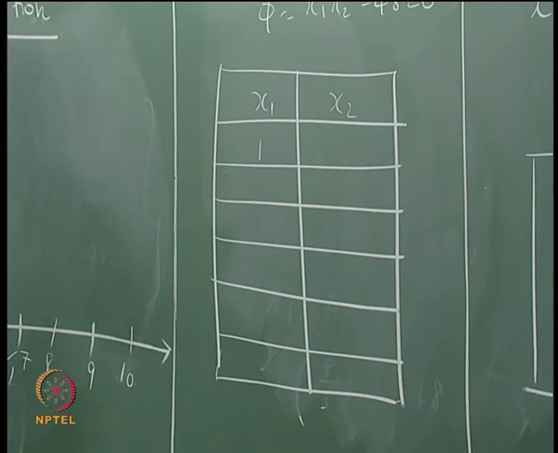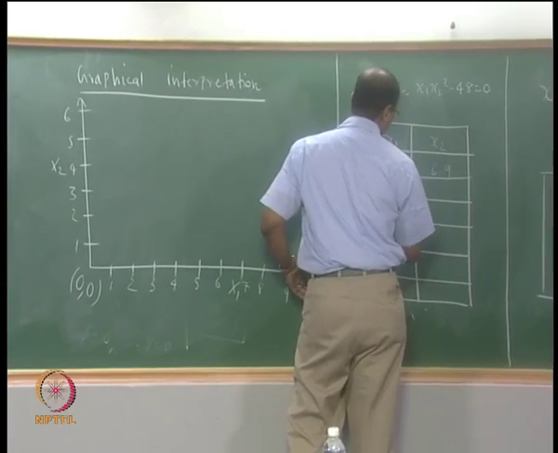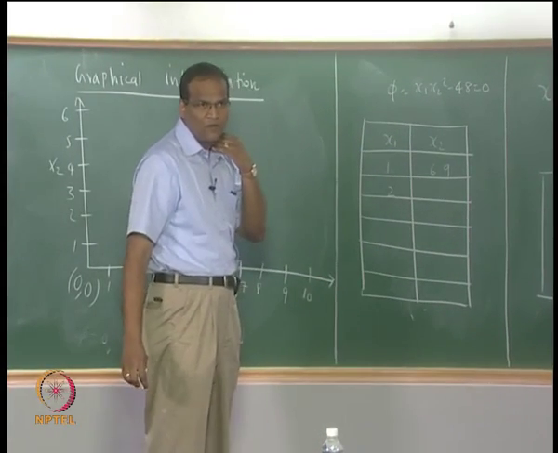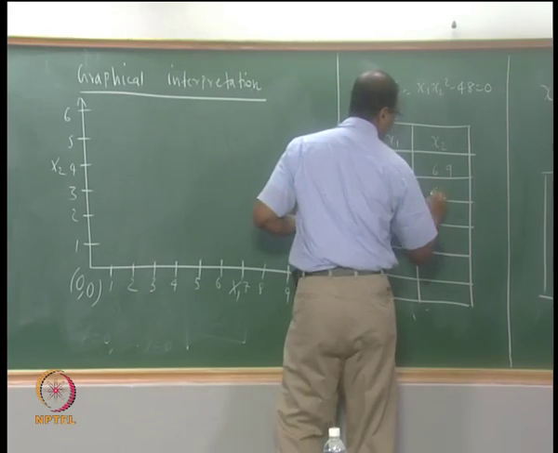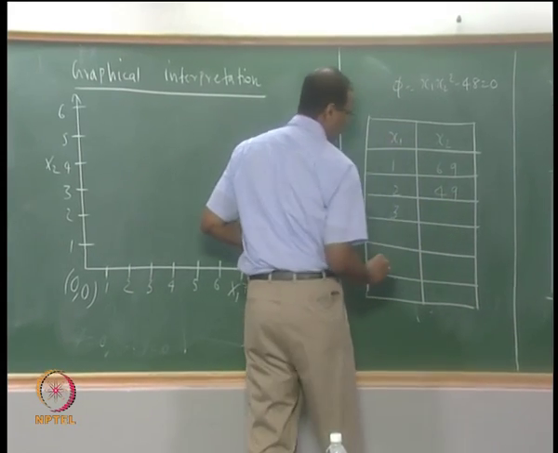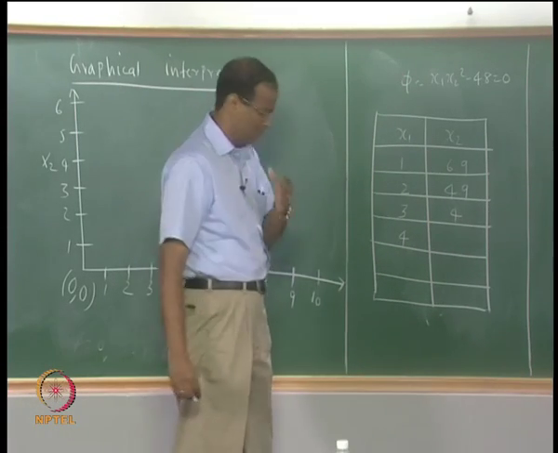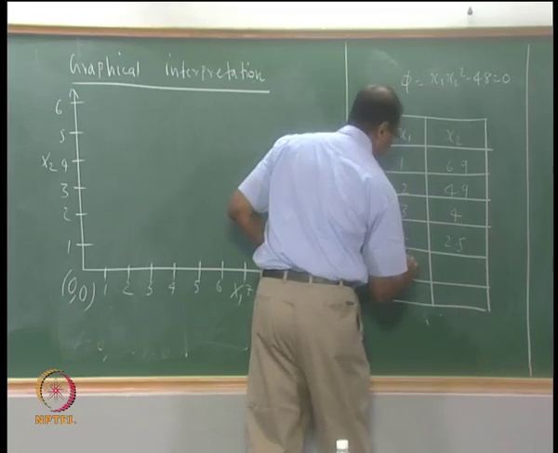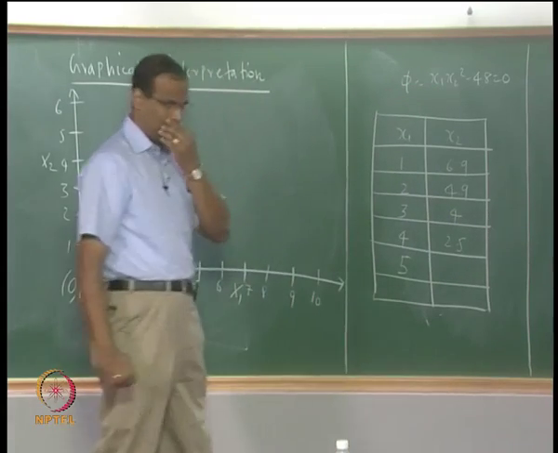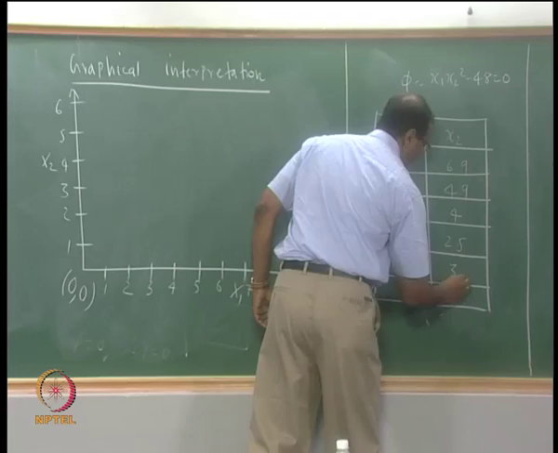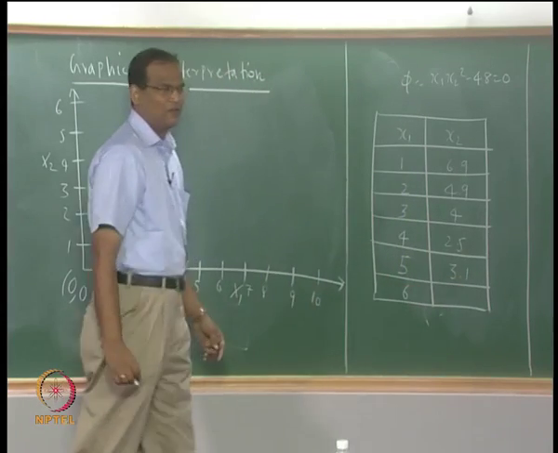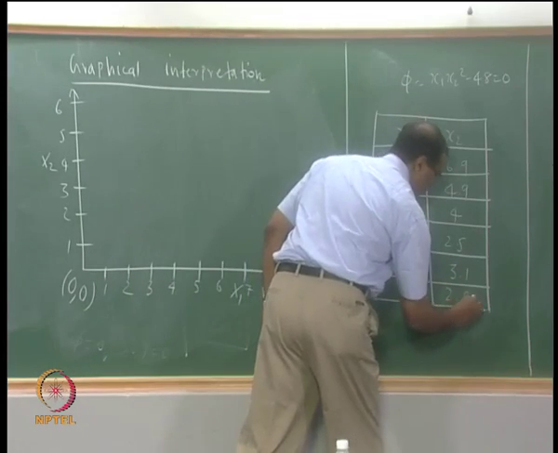What do you get? 6.8, huh? For x1 equal to 1. 6.9, good. Okay. 2. 4.9. 3. 4. 4. Okay. 5. 6. 2.8. Yeah.